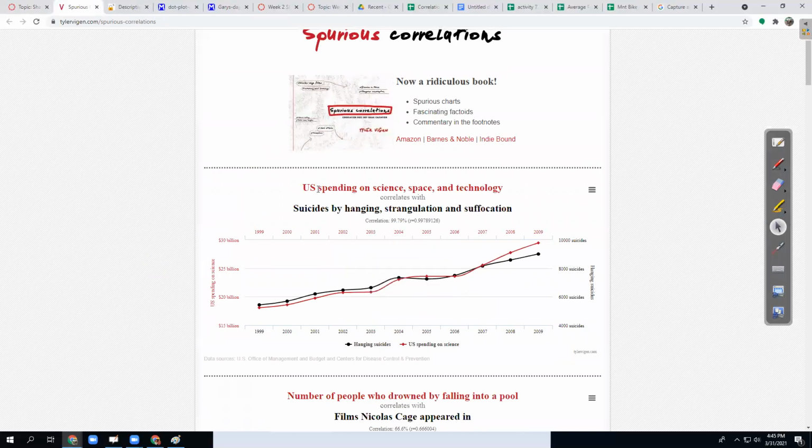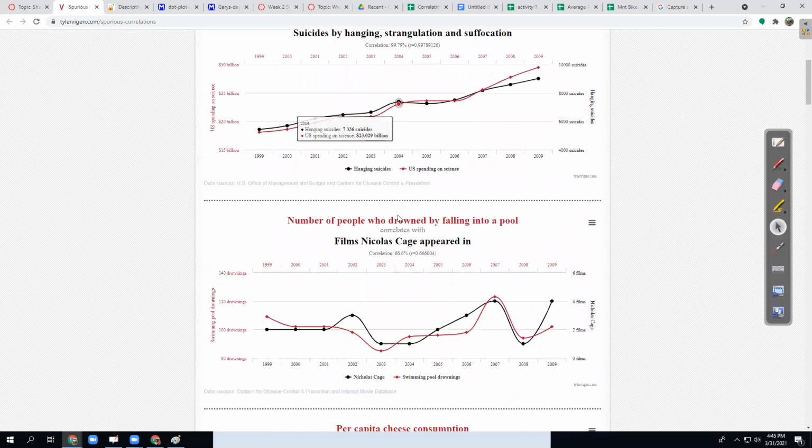So the top one says, if we compare US spending on science, space, and technology, it correlates with suicides by hanging, strangulation, and suffocation almost 100%. So if we were to graph these as the x-axis being US spending and the y-axis being suicides, we would find that these guys make a pretty straight line, which is different from what I see here.